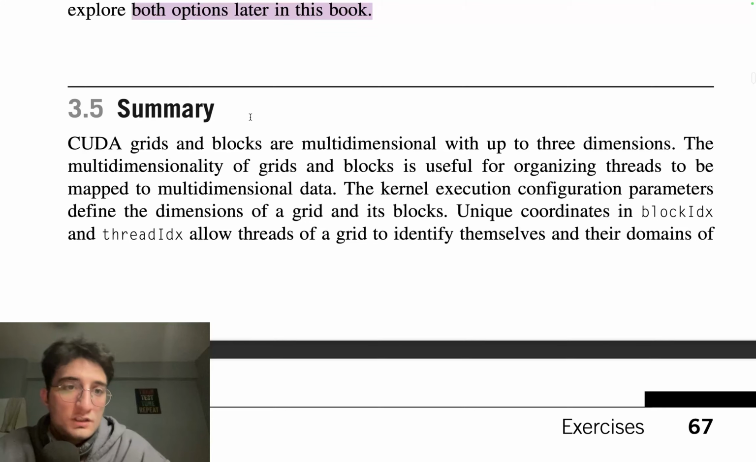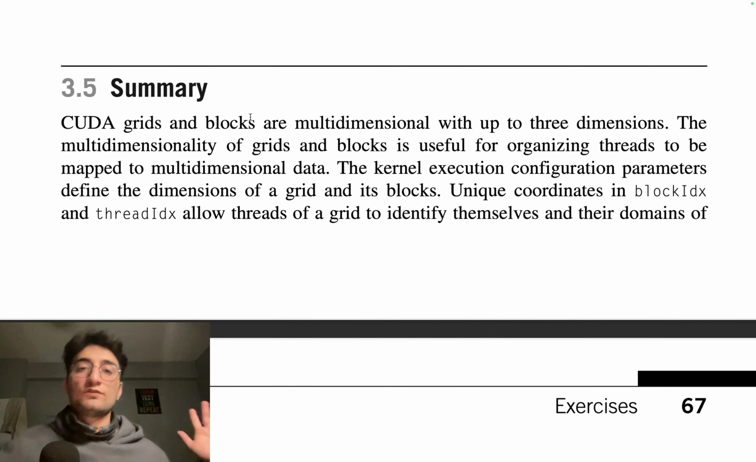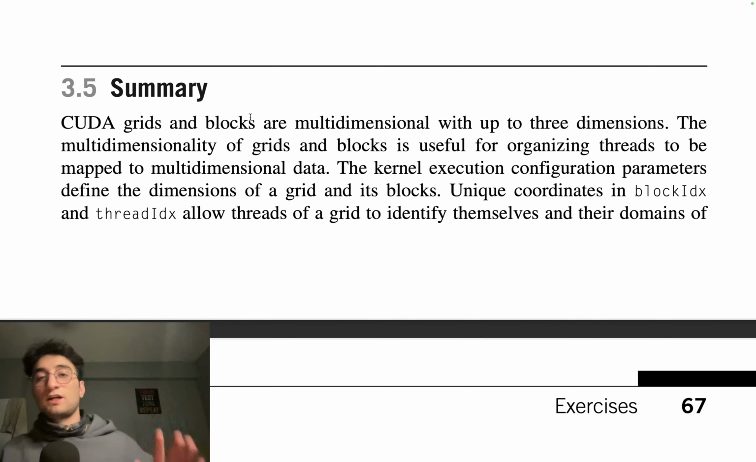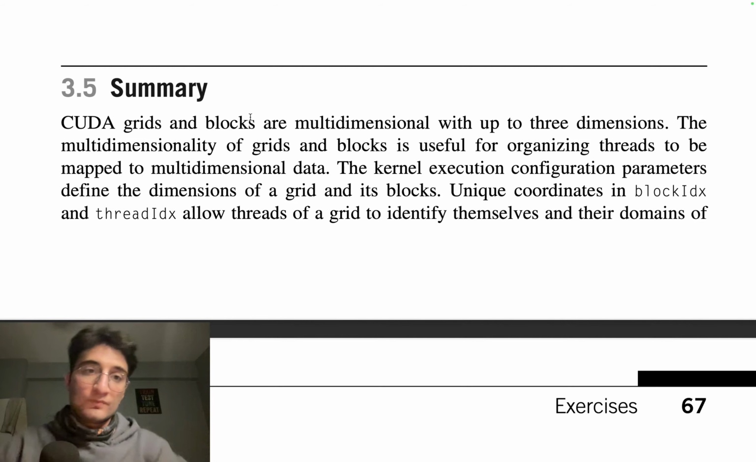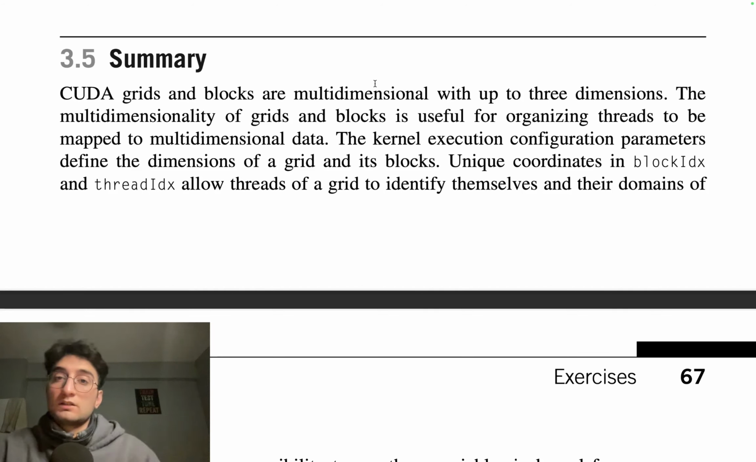Okay. Summary. Let's summarize chapter 3. What we learned in multidimensional grids and data. CUDA grids and blocks are multidimensional with up to 3 dimensions: X, Y, and Z. The multidimensionality of grids and blocks is useful for organizing threads to be mapped to multidimensional data. This is important.